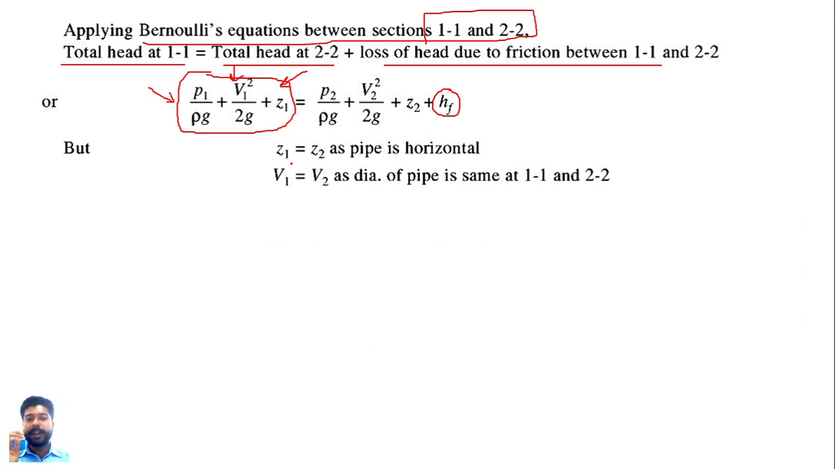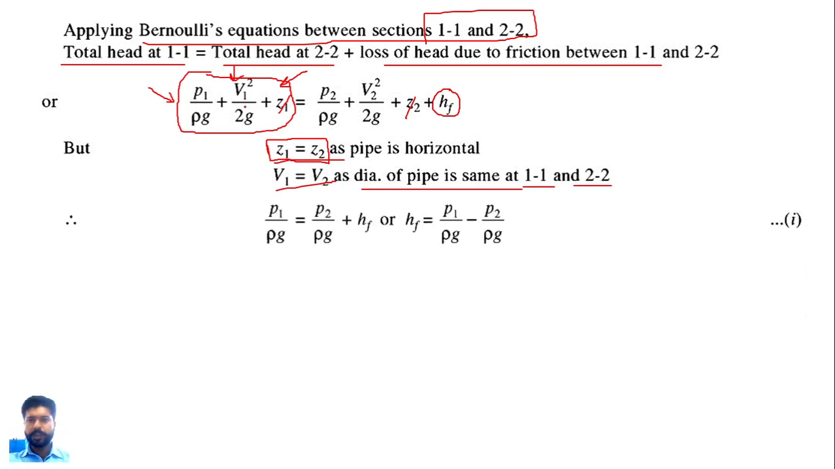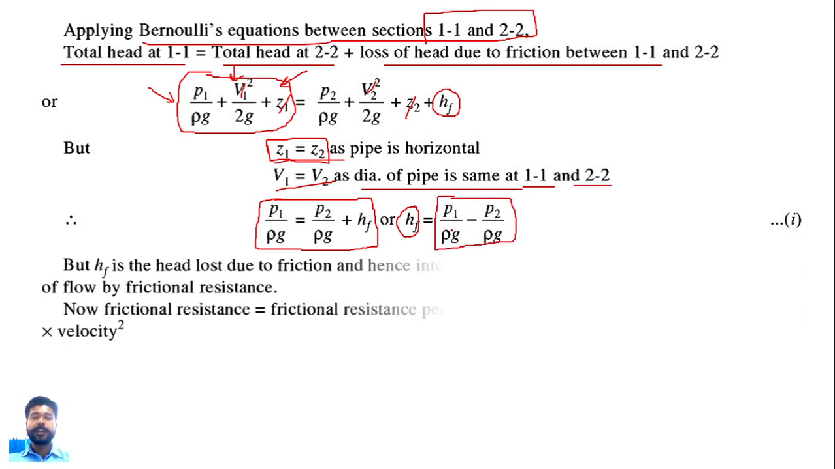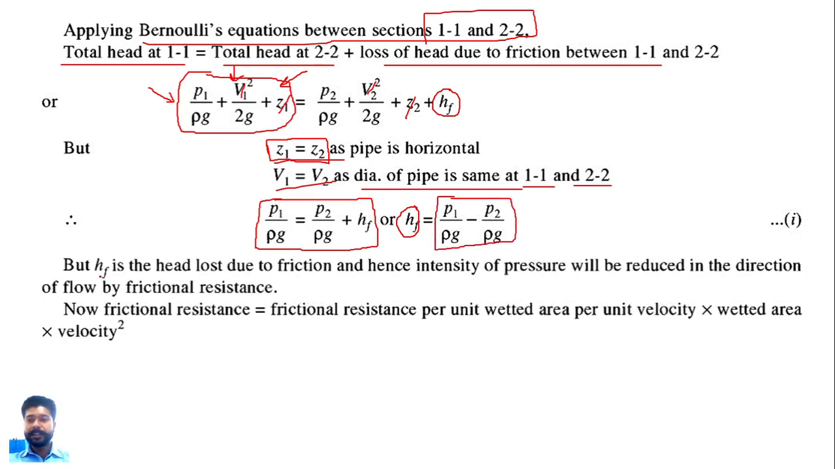But as we know this is a horizontal pipe, so the potential head Z1 equals Z2 and will directly cancel out. Also, as the diameter of the pipe is the same at 1 and 2, V1 and V2 will be the same. So we can write P1 by rho g equals P2 by rho g plus hf. So hf, the head loss due to friction, equals P1 divided by rho g minus P2 divided by rho g.